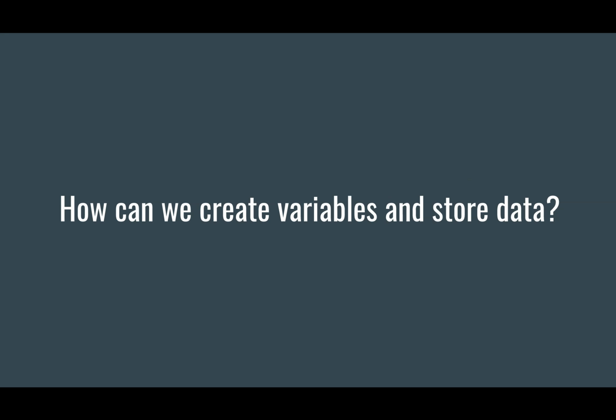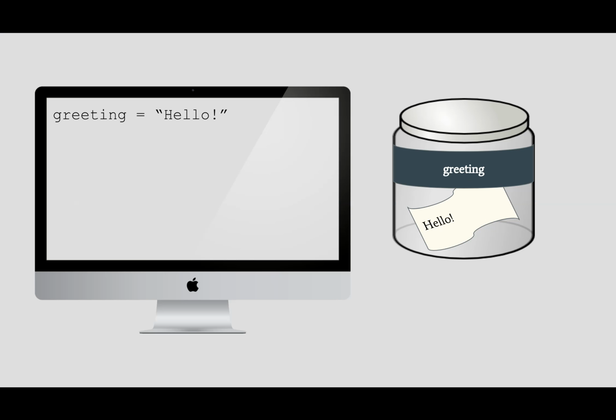So how can we actually create variables and store data within a Python program? So this is the syntax. You have your variable name on the left, greeting. You have an equal sign, also called the assignment operator, and then you have the value you want to assign to the variable on the left. So in this case, we're creating a variable called greeting. We're using the equal sign to assign it the value hello. And it's the same on the right. We have our variable called greeting as shown by the label, and then in it we have this piece of paper with the word hello written on it. So the value of this variable is hello.